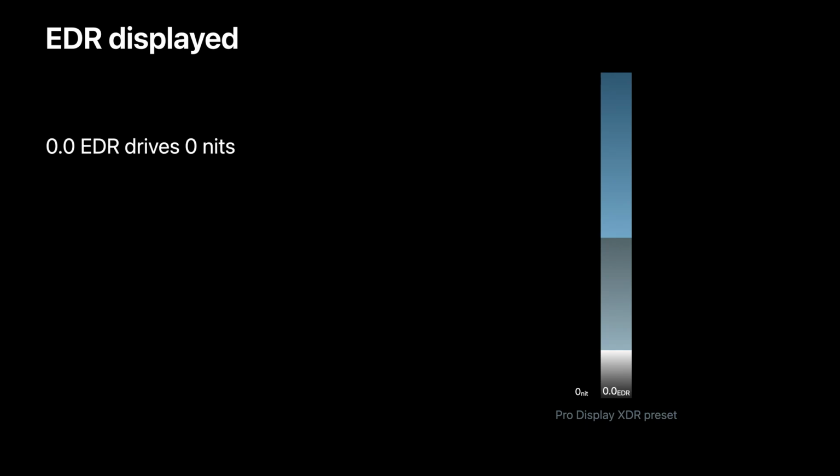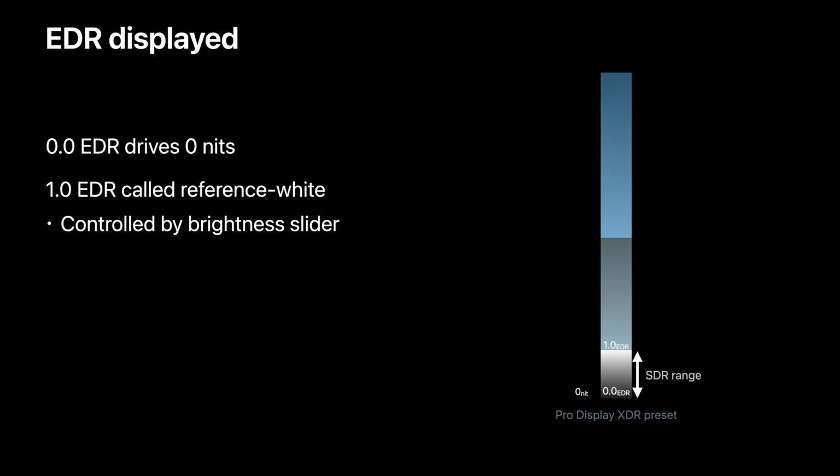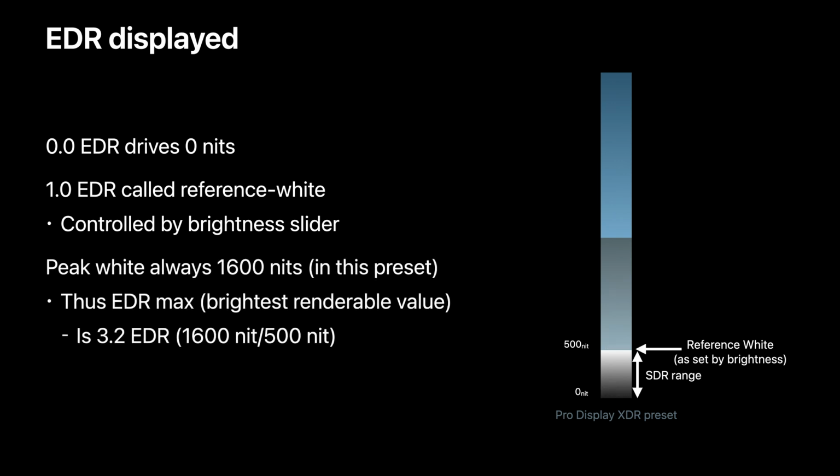EDR 0 drives the display to 0 nits via the 0 nit PQ code. EDR 1.0, called reference white, is scaled by the display brightness slider, or auto brightness, the same as always. The XDR preset has the typical about 4 to 500 nits reference white brightness range. Let's consider the maximum 500 nits setting for this example. Regardless of the brightness setting, the peak white is always 1600 nits in this preset.